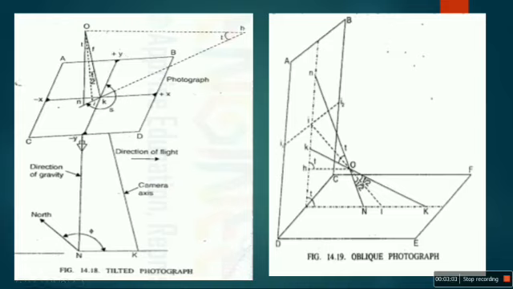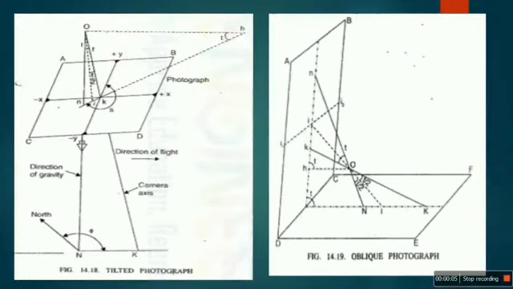Next definition is tilt. Tilt is the vertical angle defined by the intersection at the exposure station of the optical axis with the plumb line. So just observe this diagram again. The camera is mounted here, and this is the plumb line after dropping a plumb bob, and this is our camera axis. So the angle between these two lines is called the tilt.